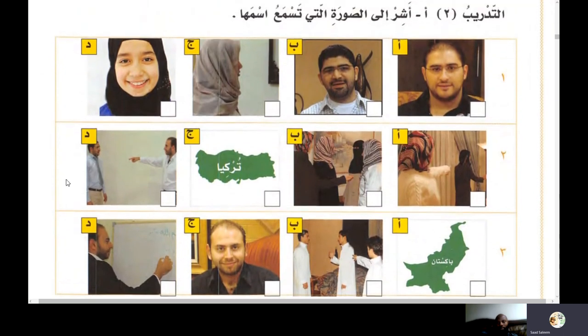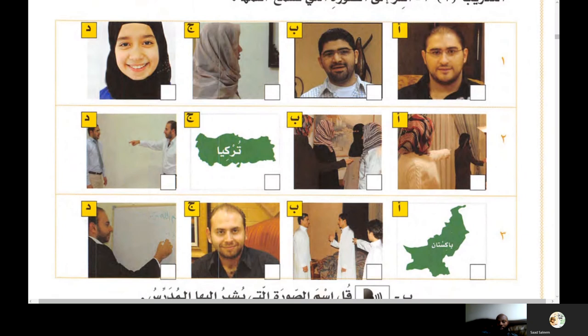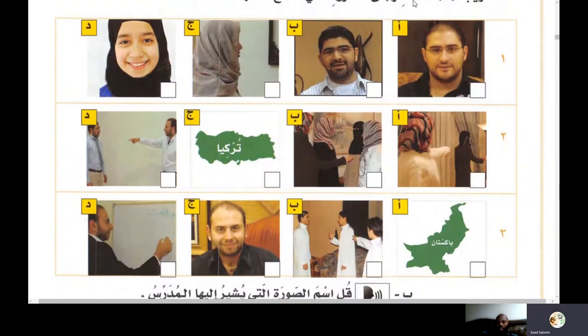Okay, next we have, again, I will just say some word and you will join toward it, okay? I will say, you will tell me which picture is this. Alphabets are written here and you will just pronounce the alphabet, okay? Pakistan. Okay, Pakistan. Sorry. In the first one, we have four pictures, so I will say one of them.